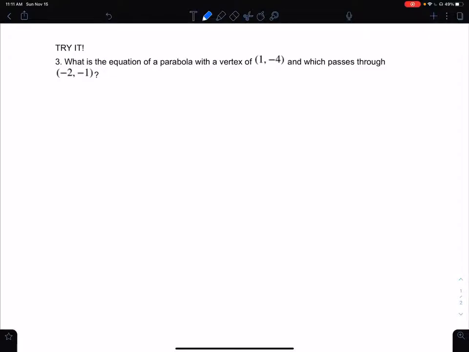In try number 3, we're asked what is the equation of a parabola with a vertex of 1, -4, and which passes through the point -2, -1. So I want to write this in vertex form, which means that I need to figure out what A, H, and K are. In this problem, I have H and K already. They're my vertex X and Y's, so 1 and -4.